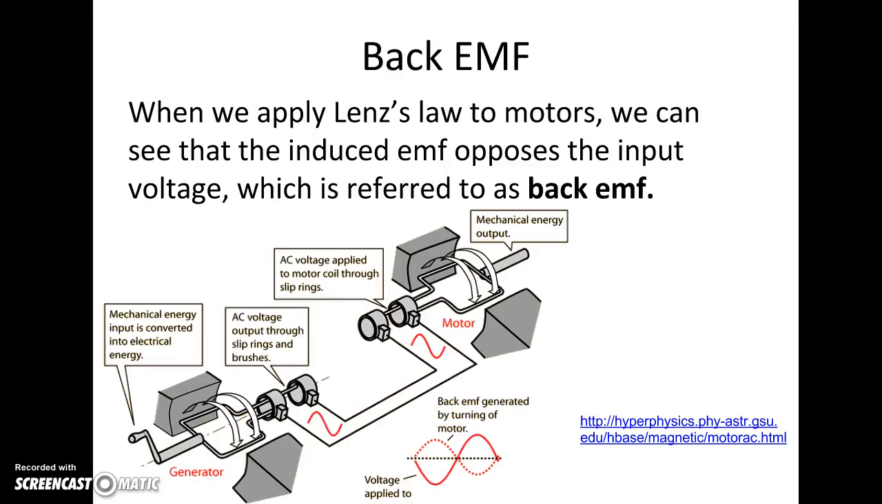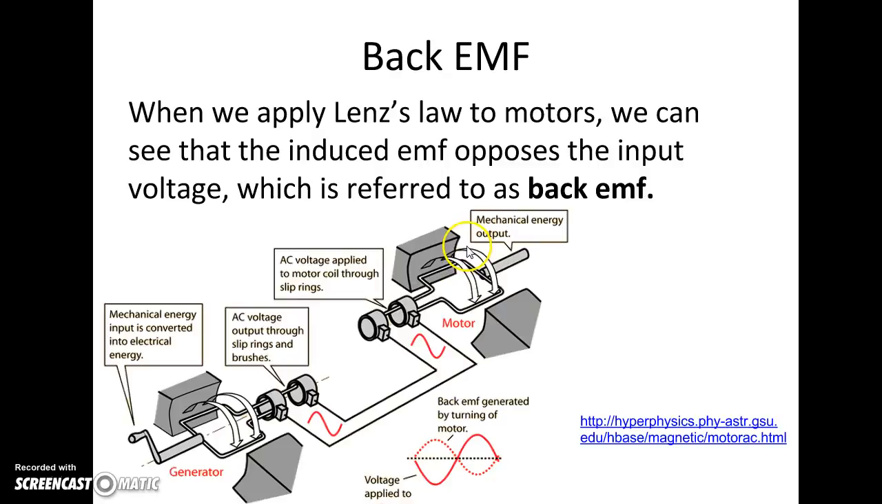So back EMF is basically that induced current in a DC motor. If we just look at this top part of the diagram, we've got a DC motor, and that's an example of an AC motor, so let's just pretend it's a DC motor. If we're applying a current and we have a magnetic field, that coil is going to move.